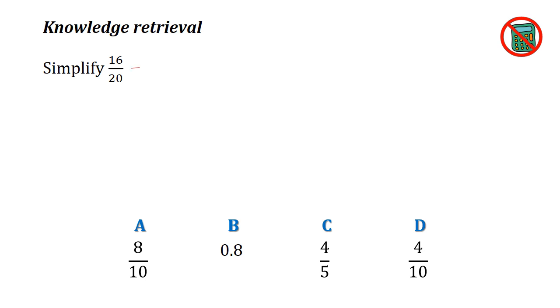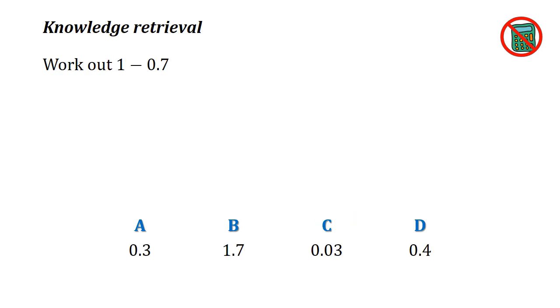Right, in this question, the number that goes into both numerator and denominator is 4. 16 divided by 4 is 4. 20 divided by 4 is 5. So the correct answer was C. Number 3, work out 1 take away 0.7. If you write it like this, it might be easier to see that the correct answer is 0.3. A was correct.